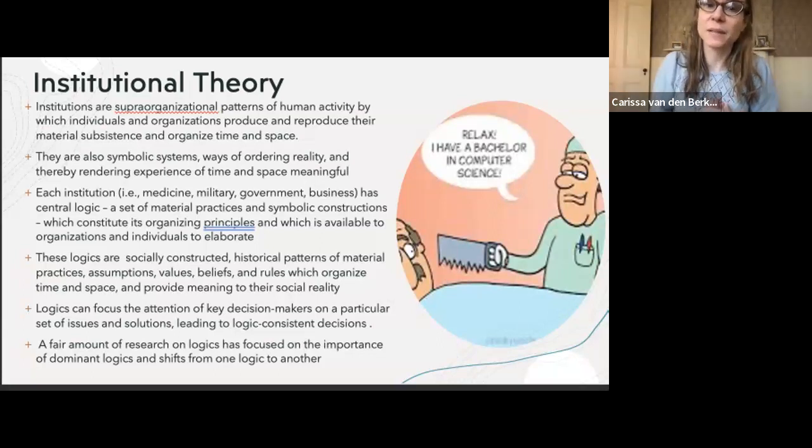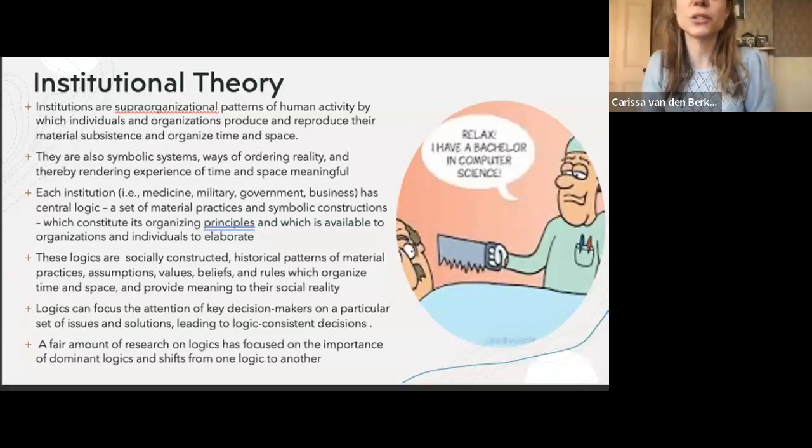It's important to step back and recognize that a lot of these logics are socially constructed. There are patterns of material practices, assumptions, values, beliefs, rules, which organize time and place. They provide meaning to this social reality. And the key decision makers, who are the people who are the key decision makers? They oftentimes are following a specific logic.